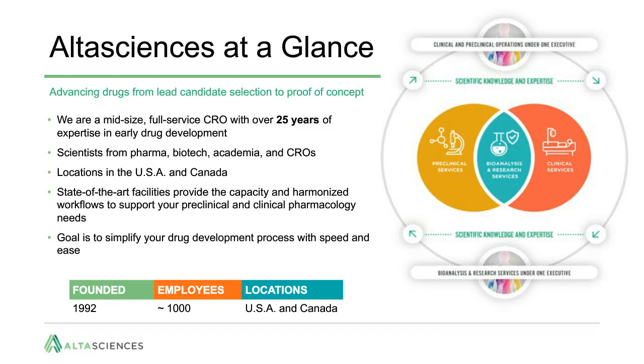Just a little information about Altasciences. We are a mid-sized full-service contract research organization with over 25 years of experience in drug development. We have 2 clinical sites in North America. One is in the U.S. in Kansas City, and the other is in Montreal, Canada. We also have a preclinical test facility in Seattle, Washington, acquired in the summer of 2018 to help us achieve our goal of providing an integrated research service solution from lead candidate selection to proof of concept.